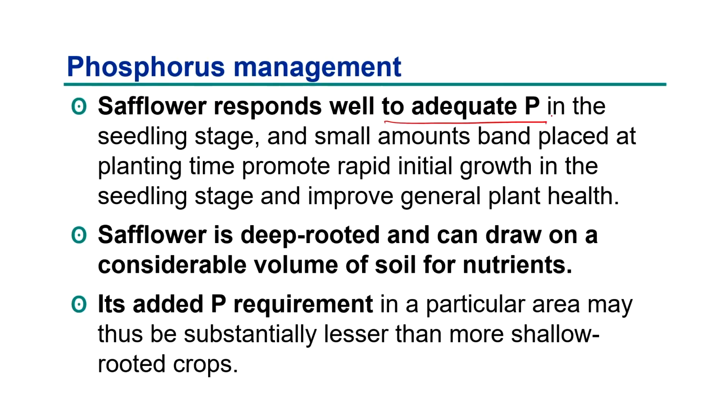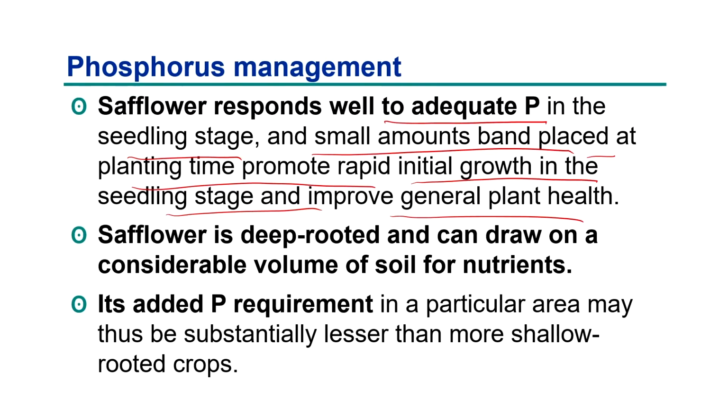Safflower responds well to adequate phosphorus in the seedling stage, and small amounts band placed at planting time promote rapid initial growth of the seedling stage and improve general plant health. If we are applying water soluble phosphorus through single superphosphate or DAP, then it must be band placed near the seed, or side placement can be adopted.